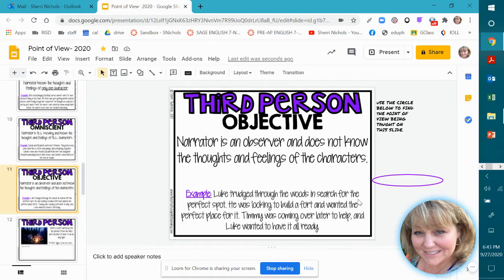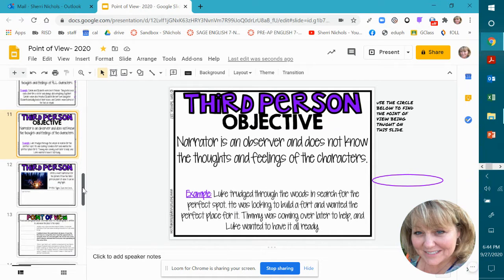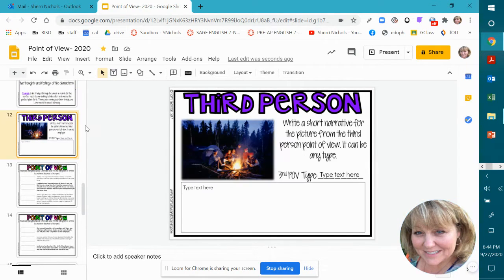Luke trudged through the woods in search of the perfect spot. He was looking to build a fort and wanted the perfect place for it. Timmy was coming over later to help, and Luke wanted to have it all ready. So this is just one person observing the character's actions.